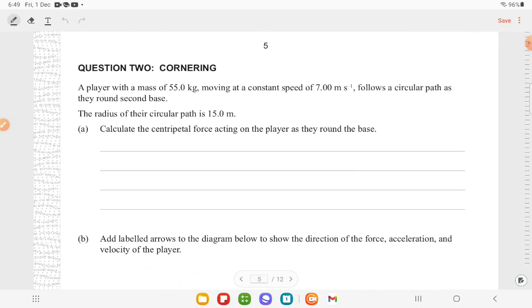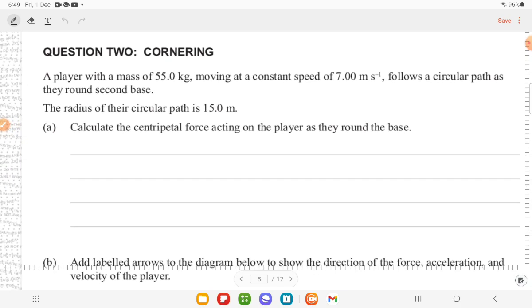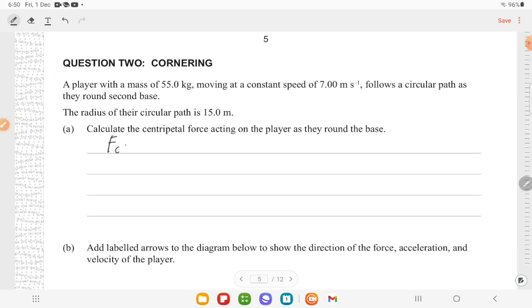Question 2. A player with a mass of 55 kg moving at a constant speed of 7 meters per second follows a circular path as they round second base. The radius of the circular path is 15 meters. Calculate the centripetal force acting on the player as they round the base. Force centripetal is equal to mass times v squared over r.